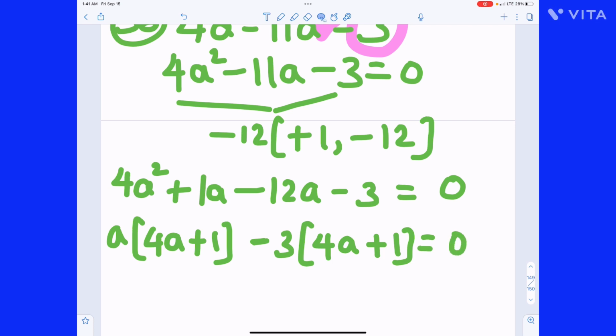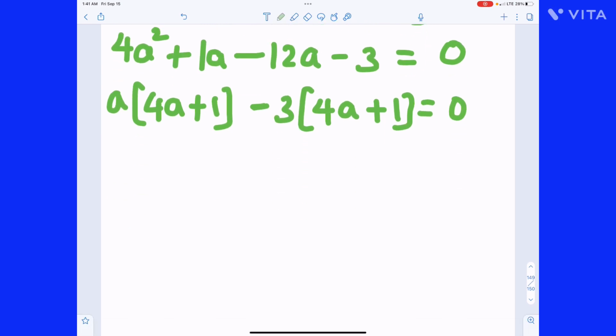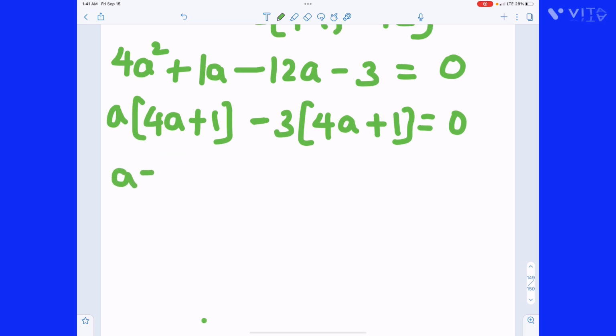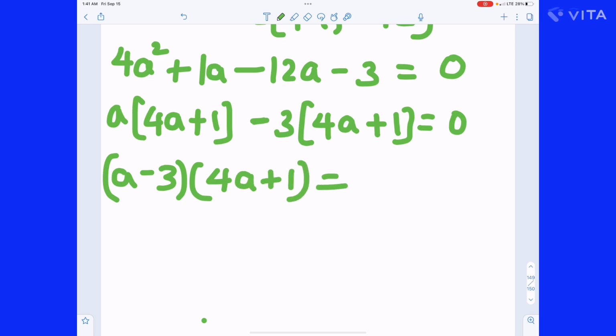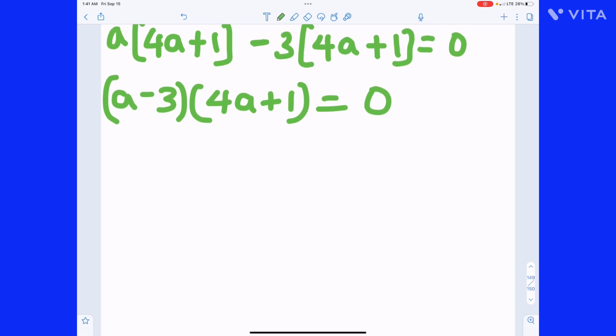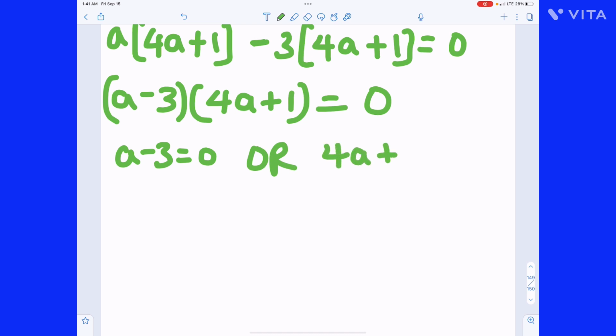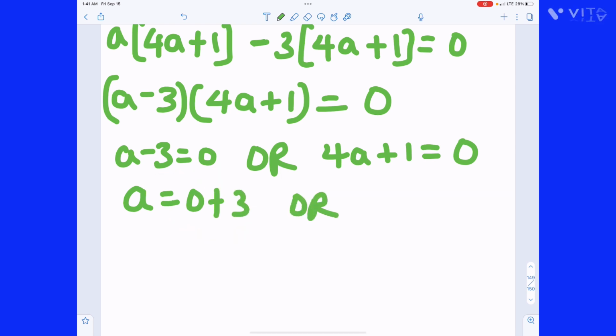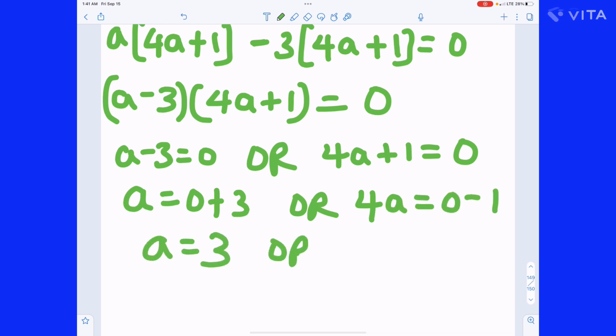You can figure out that yourself by using a rough sheet to do it manually. So you should have an eye for factors now, so that you'll be faster. Now a minus 3 is 0, or 4a plus 1 is 0. So a is 0 plus 3. I'm supposed to skip this step too. I will soon stop writing all of these elementary steps. So a is 3, or 4a is minus 1.